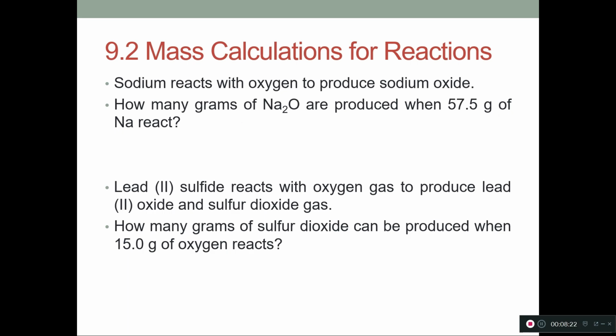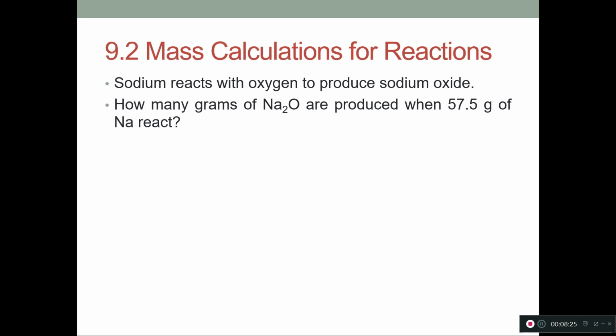So in this first one here, we have sodium reacting with oxygen to produce sodium oxide. We want to know how many grams of the sodium oxide are produced when 57.5 grams of sodium react. So the first step that we always want to do with these is come up with a balanced chemical equation. Then we can use the mole to mole ratios in our balanced chemical equation.